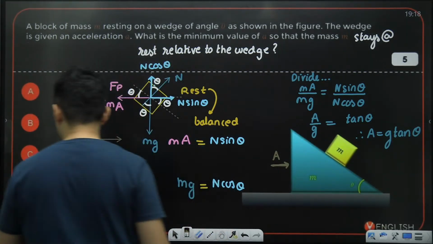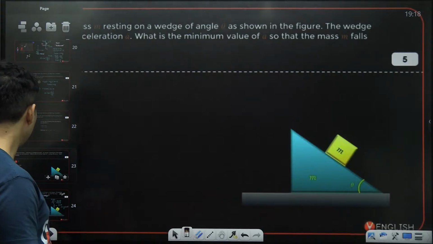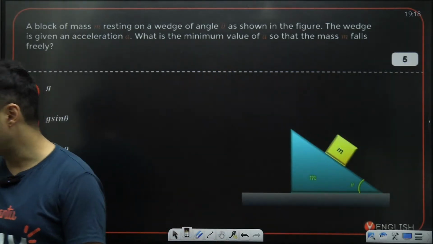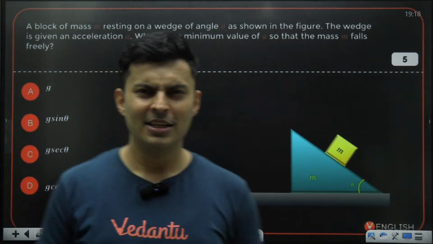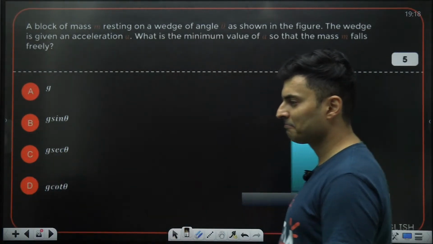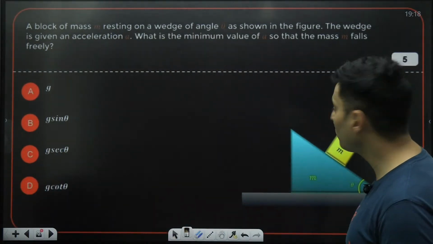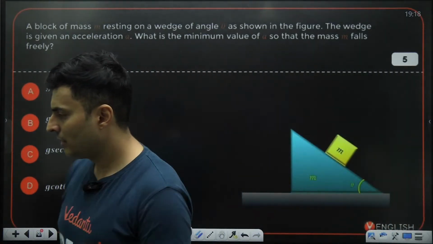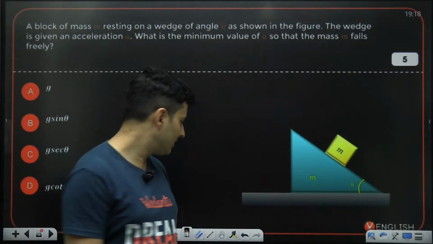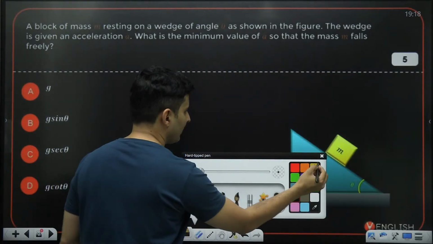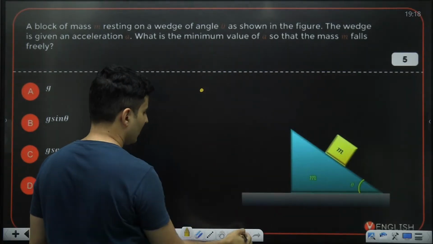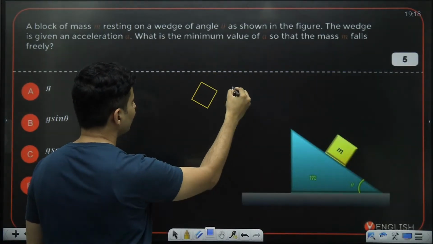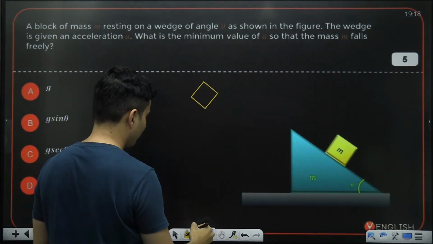Now you will start asking, sir, what if you take the original question, what is the acceleration so that the mass m just falls down freely? If this mass m falls down freely, what does it mean? What are the forces acting on that mass? Tell me, guys. If you consider that particular mass, and it should fall down freely, free fall motion is there.